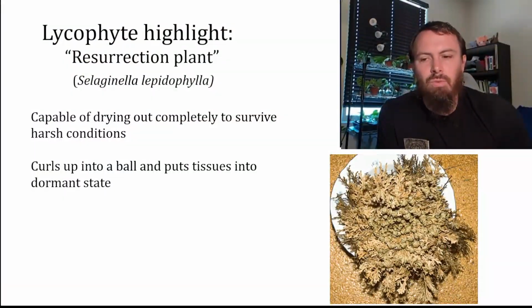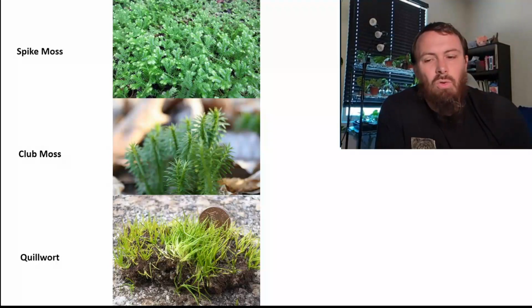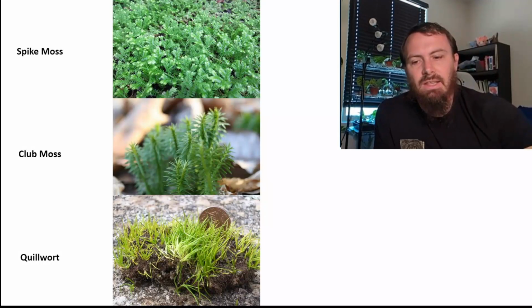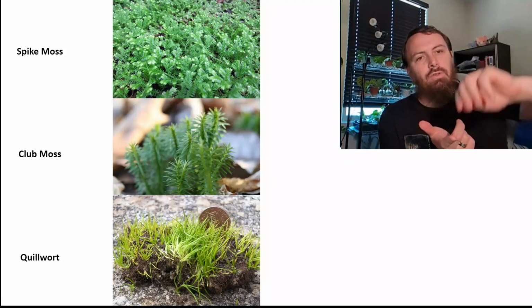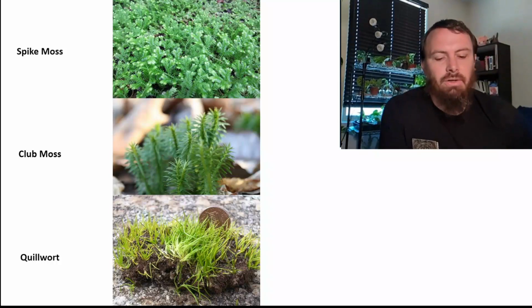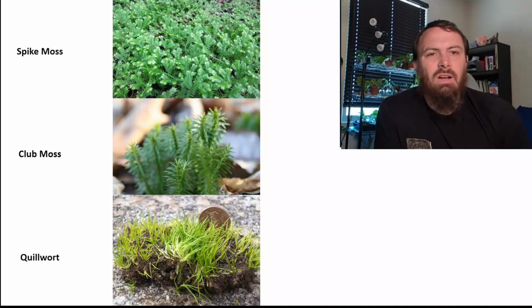Okay, so for lycophytes, there's not a whole lot to talk about. You can see that they do have veins, so you can see the stems here, and they can get pretty tall. I have some club mosses that are about this tall, which means they do have to transport water, so they have that vascular tissue there. But other than that, we're not going to focus on them too much.